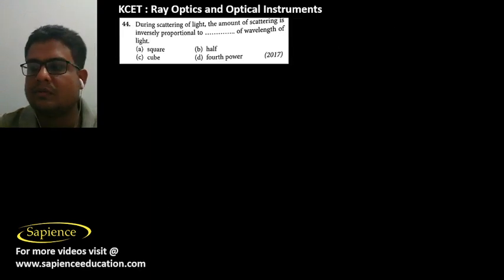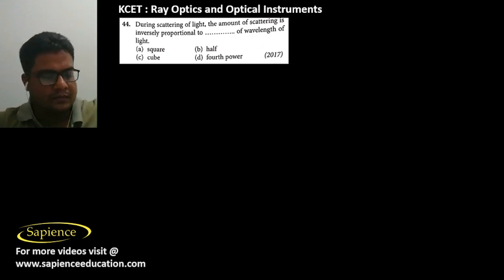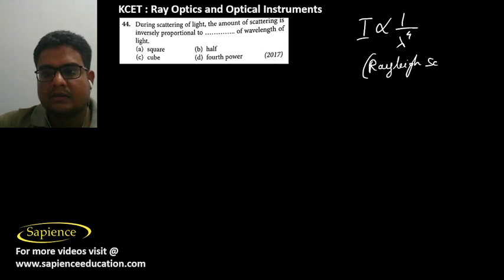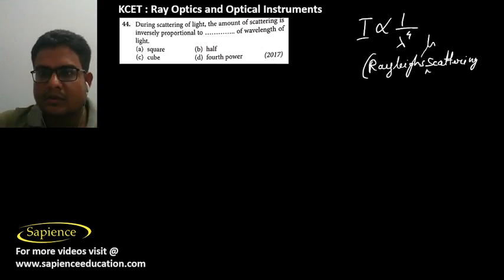And in question number 44, it's told during scattering of light, the amount of scattering is inversely proportional to the fourth power of wavelength. We know that the intensity of scattering is inversely proportional to the fourth power of the wavelength of light, which is called Rayleigh scattering, or Rayleigh's law of scattering.